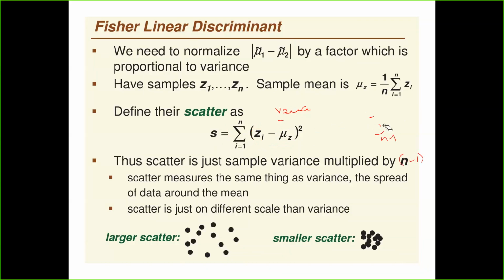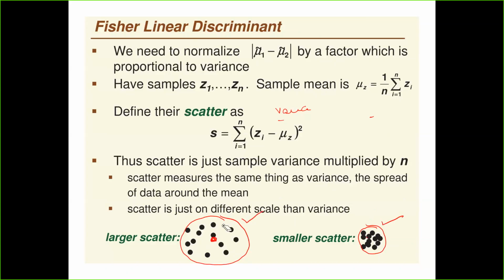All right. So the scatter measures the same thing as the variance, which means the spread of the data points around the mean. But it's just a scale difference with the variance. That's all. So this is an example of a larger scatter, and this is an example of a smaller scatter, because the scatter or the variance measures how the points are spread around the mean. You see that on average, the squared distance from the centroid to the points is more in this case as compared to this case. That is why the scatter is more in this case, and less in this case.